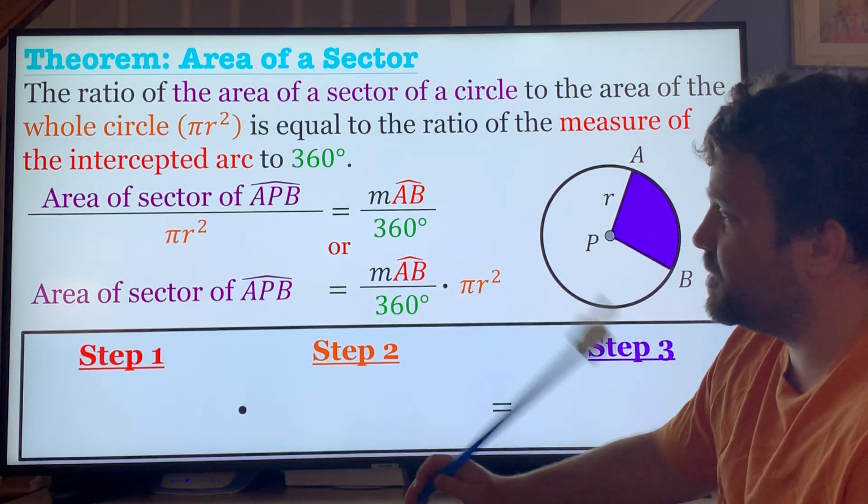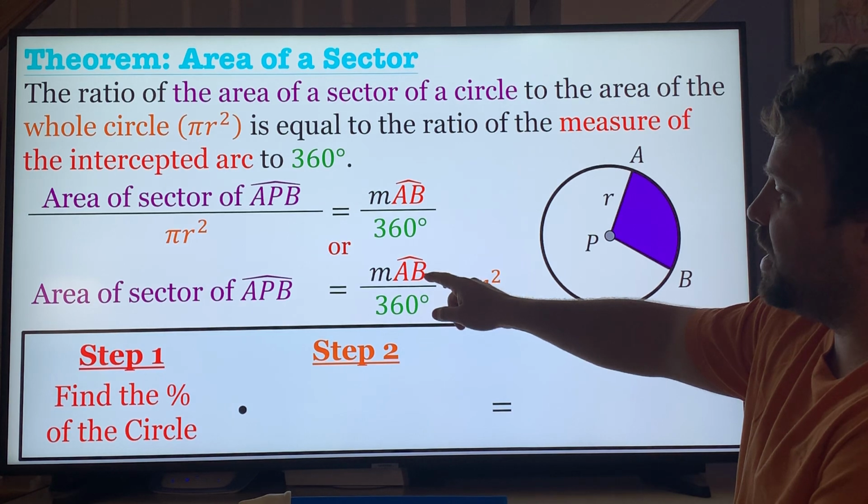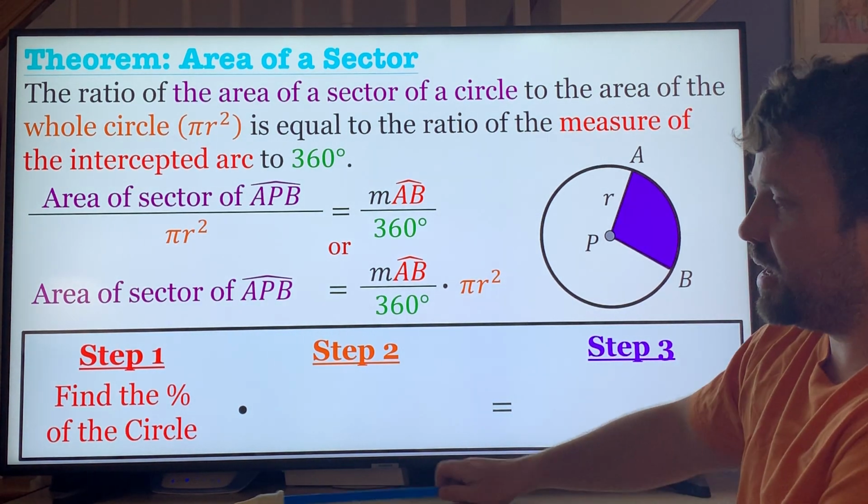So, 3 simple steps to do this. The first step is you want to find the percent of the circle. Take whatever the inside angle is divided by 360. That gives you the percentage.